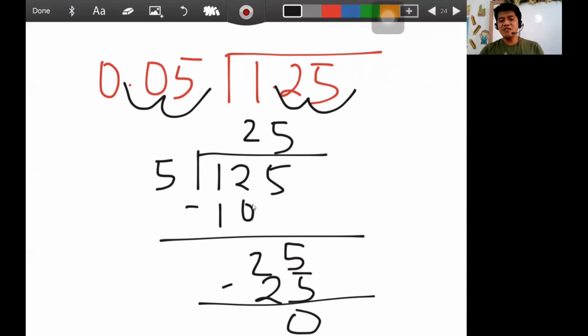Di ba madali lamang ang pag-divide ng mga decimal numbers? Huwag tayong matakot sa math kasi madali lamang ito. Hopefully, naintindihan ninyo ang topic natin ngayon.